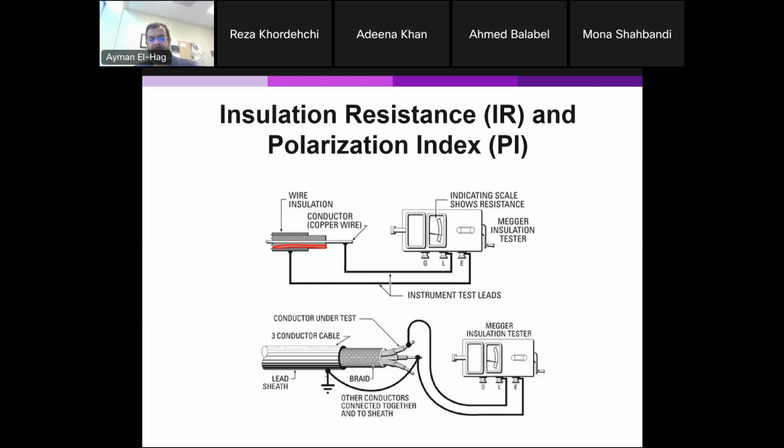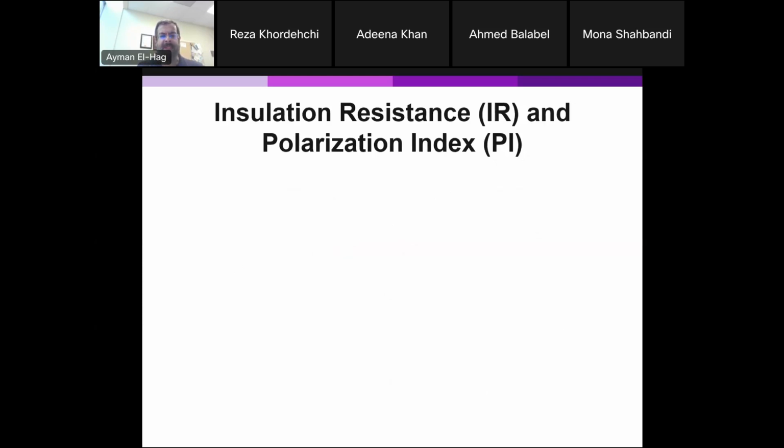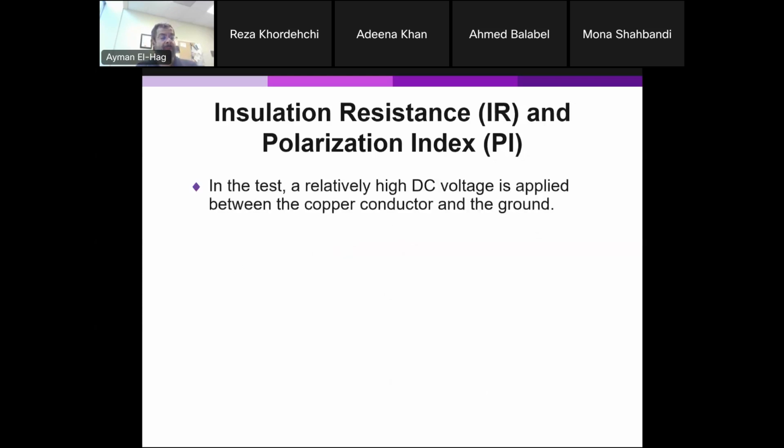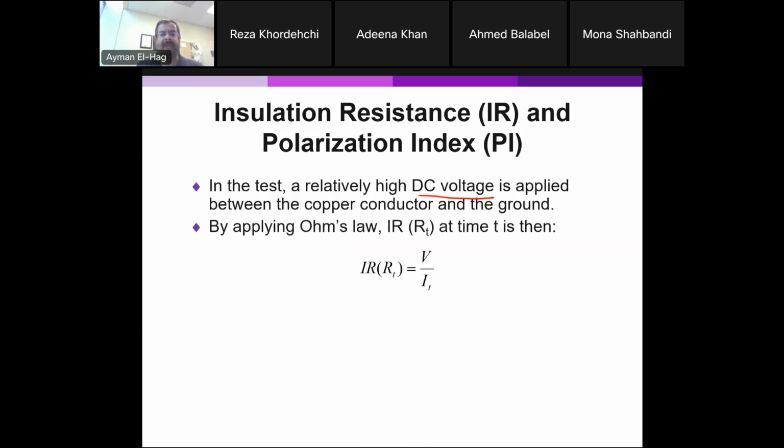You have a cable, and you're applying the high voltage between two conductors to measure the insulation between these conductors. So basically, you are trying to measure the DC resistance. So in both cases, you apply high DC voltage. So Megger is done through DC voltage, not an AC voltage between the conductor and the ground. Between the conductor and the ground, there will always be an insulation. So you want to see the quality of that insulation.